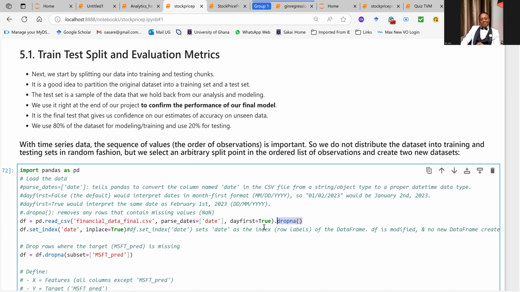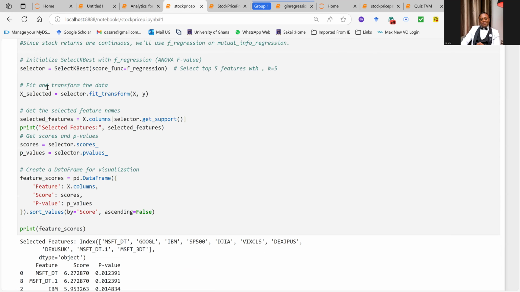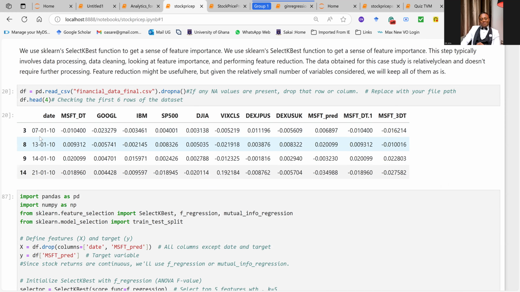Now, if you do true, like we have done here, it will interpret the date as day, month, and year. And because we have done true here, it's going to be like that. Now, let me show you something here. You can see that this one here, it was month, day. Sorry, I think this one is already done. It's day, month, and year.